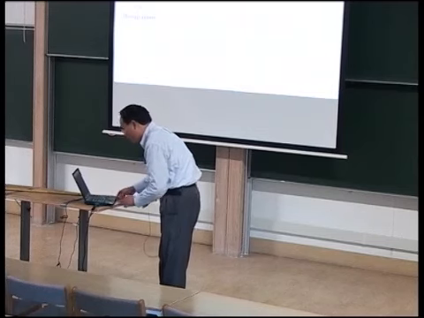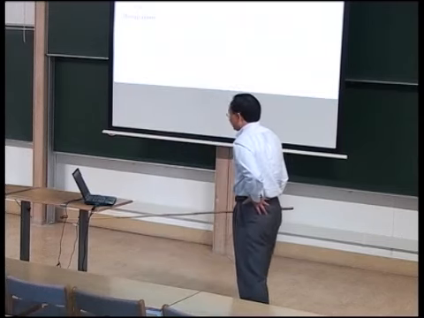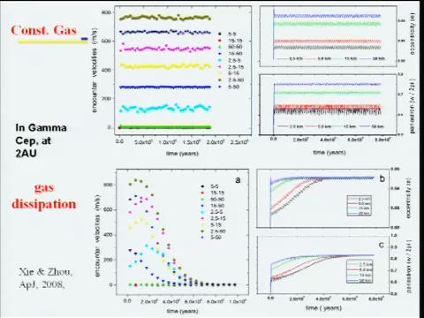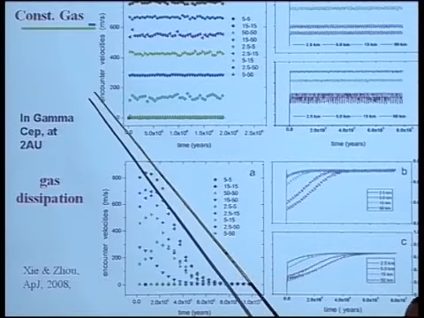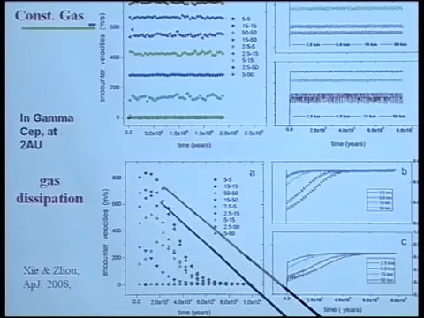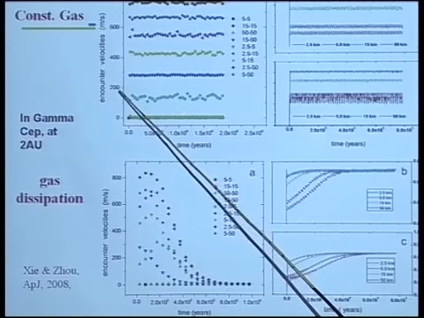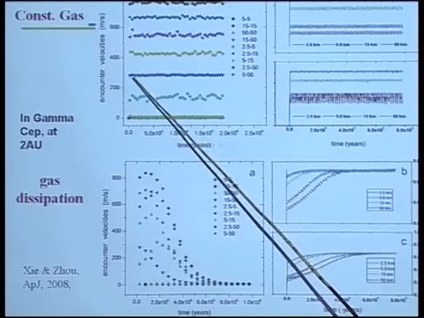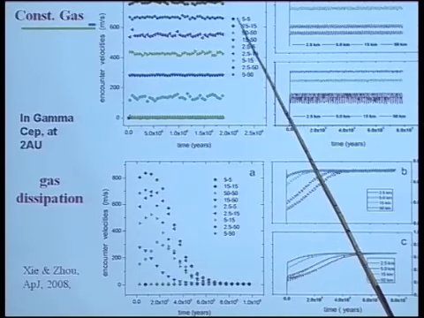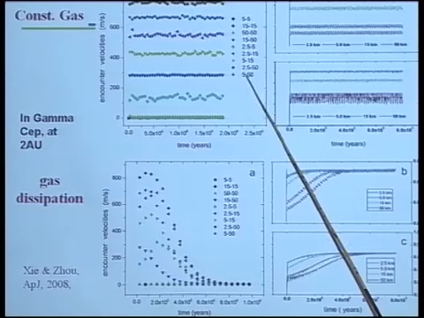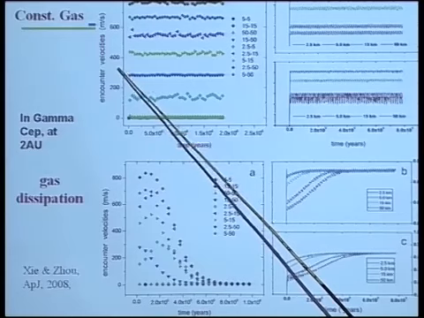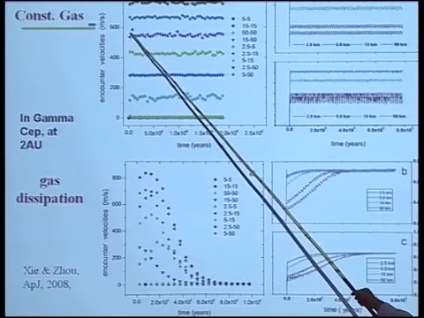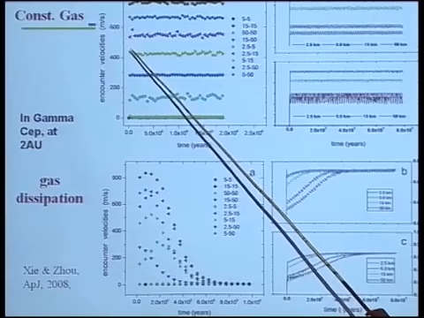This is one mechanism, and we also use it to explain the gamma Cephei system at 2 AU. If the gas disk does not dissipate over time, the collisions among different size planetesimals have quite a high relative speed, 600 meters per second.